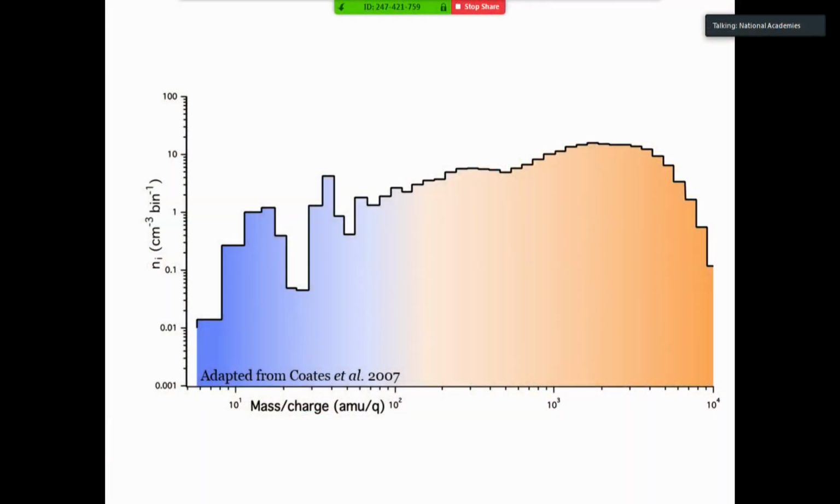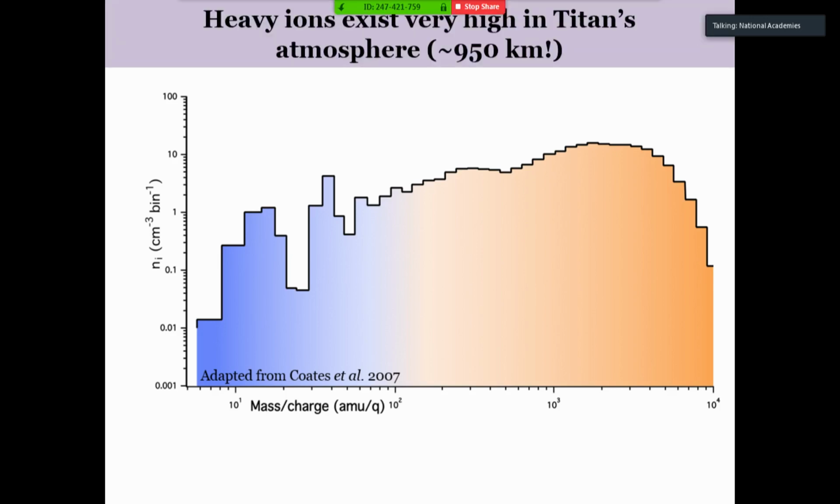So it's still mass to charge on the x-axis now, although we're on a log scale. And so the Cassini plasma spectrometer discovered that there are negative ions up to a mass to charge of 10,000, and positive ions with a mass to charge up to about 1,000, very high in Titan's atmosphere. We're at 950 kilometers above the surface here.